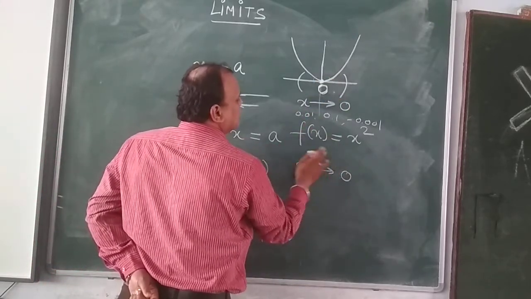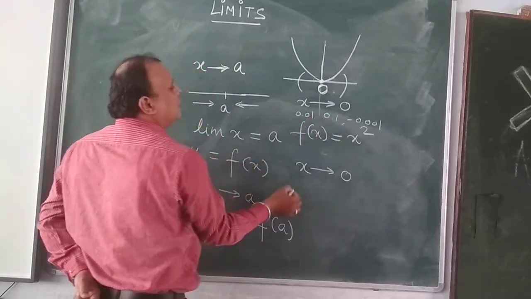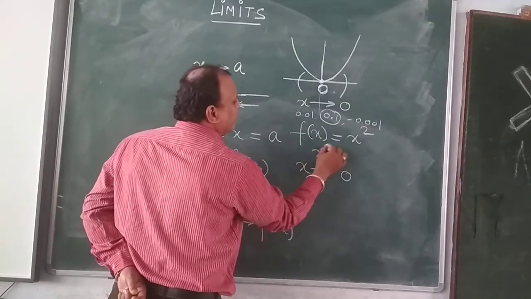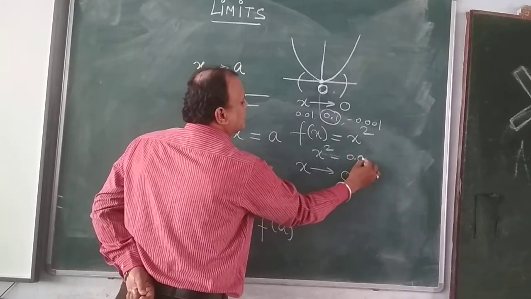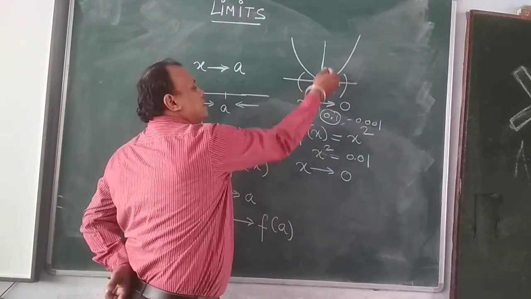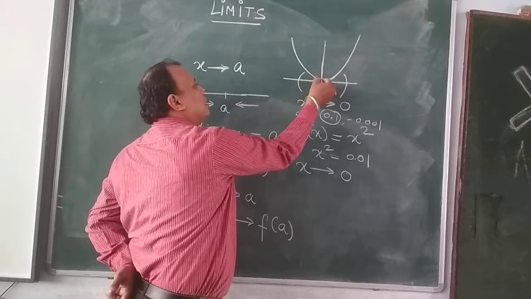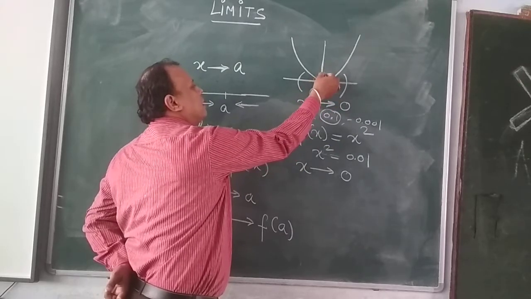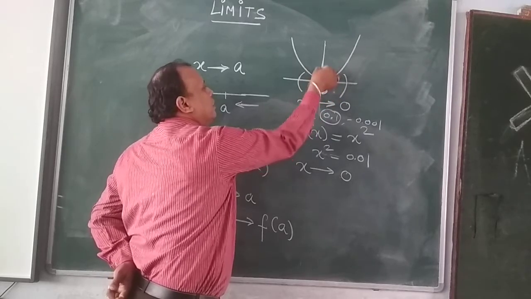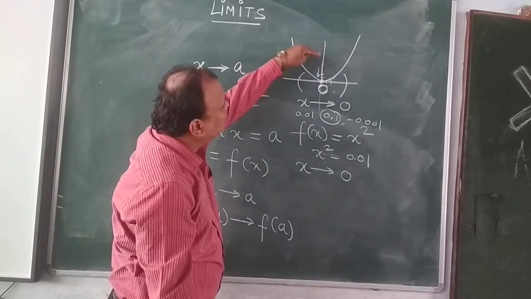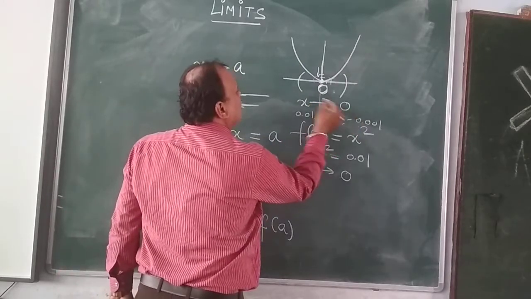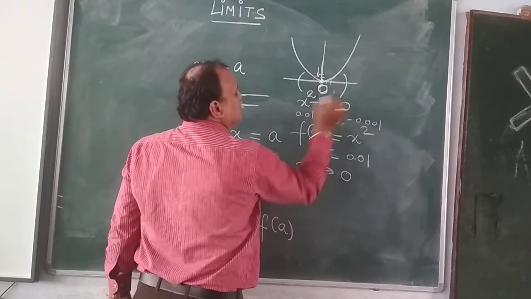If I say x is equal to 0.1, then the value of x square will be 0.01. In the same way, if you consider 0.1, you will land over here at 0.01. If you consider 0.001, still you will go nearer and nearer to 0 from the above part of the y-axis, approaching 0. It means that when x is tending to 0, x square is also tending to 0.